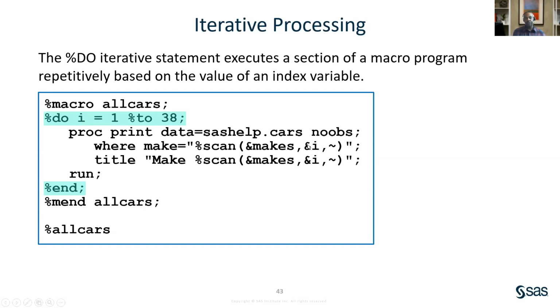Initially it's 1, so this will be a 1, and I'll scan makes for the car to grab the first one using a tilde as the delimiter. So you might have Chevrolet, tilde, Dodge, tilde, Porsche, tilde, the next one. And I'm putting that same value in my title, so I'll know exactly what I'm getting. And all I have to do next is call %ALLCARS, and it will use the %DO loop to process and generate 38 PROC PRINTs for me. And I may be putting them in a PDF or some other file structure.